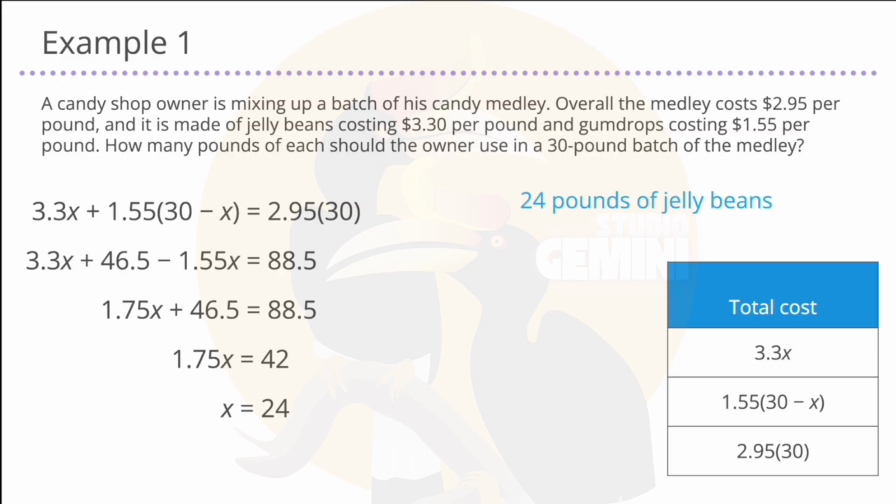We still need to find the amount of gumdrops. We can use the equation 30 minus x. Now we know x, so we can plug in 24. 30 minus 24 equals 6, so the owner should use 6 pounds of gumdrops. In summary, the owner should use 24 pounds of jelly beans and 6 pounds of gumdrops in the medley. Nice! Let's do another one.